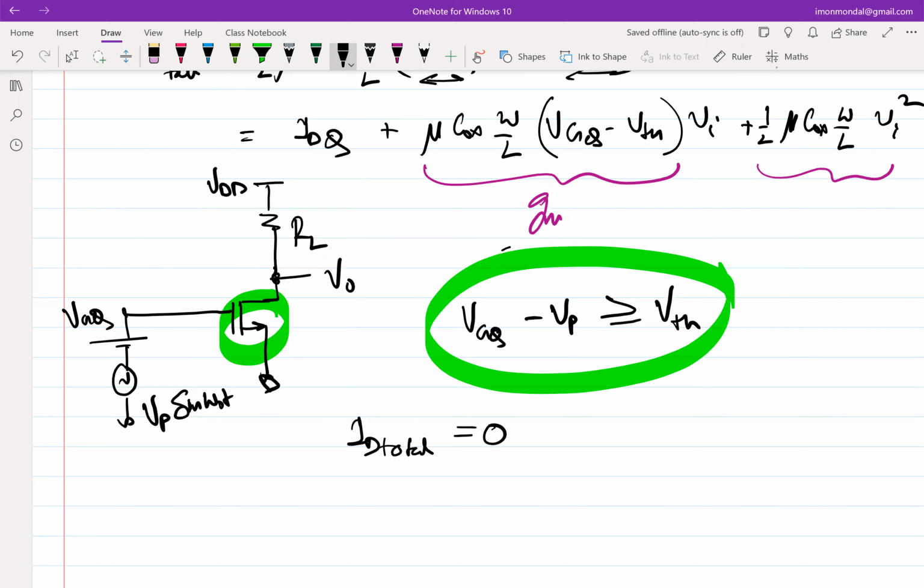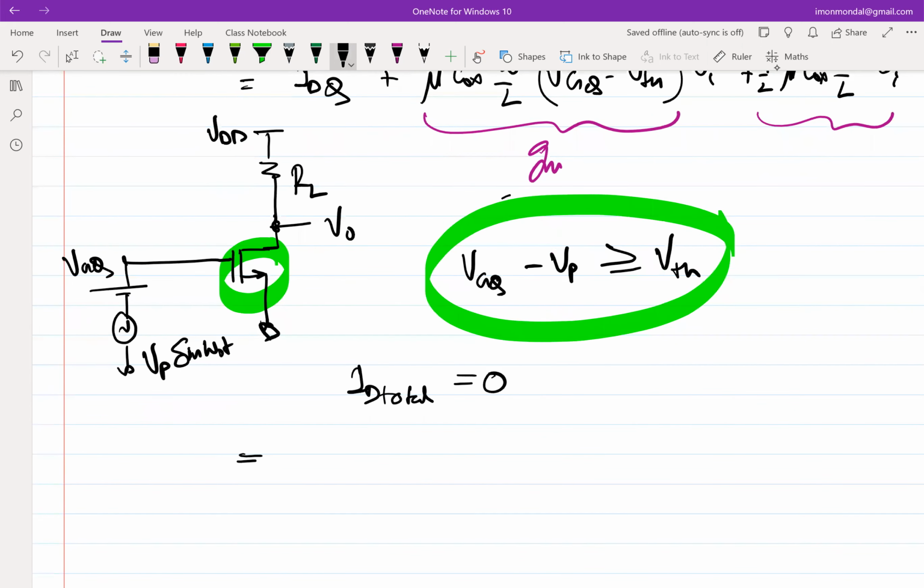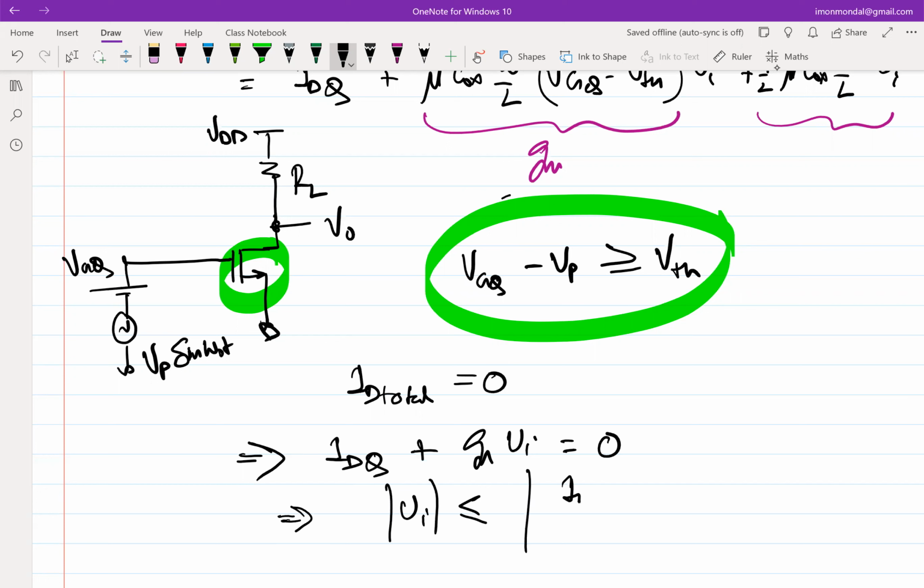goes to zero. And what is total drain current by the definitions that we have been following? It's IDQ plus incremental linear drain current, and that is GM times VI. This goes to zero. Okay, so which means that mod of VI has to be less than mod of IDQ by GM. Okay, so this is the constraint for a common source amplifier.